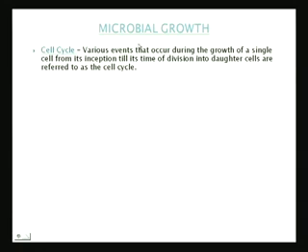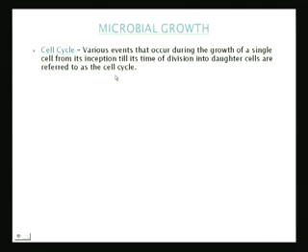Now, what is microbial growth or cell growth in general? There's something called the cell cycle, and the cell cycle is essentially the various events that occur during the growth of a single cell from its inception till its time of division into daughter cells, and that whole thing is referred to as the cell cycle. So from the point where a single cell inception occurs to the time when it divides into daughter cells, that is known as one cell cycle.